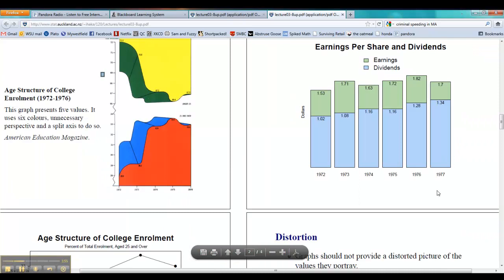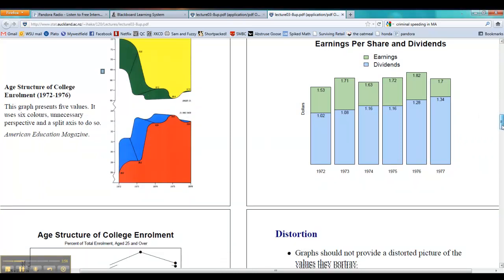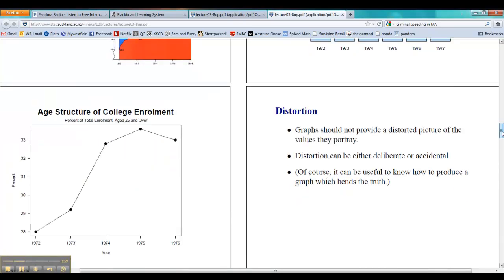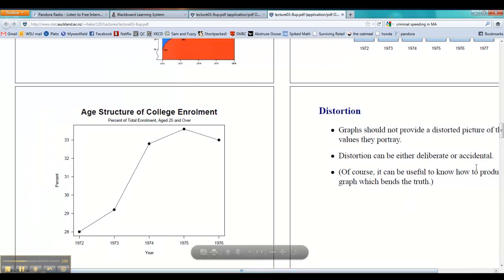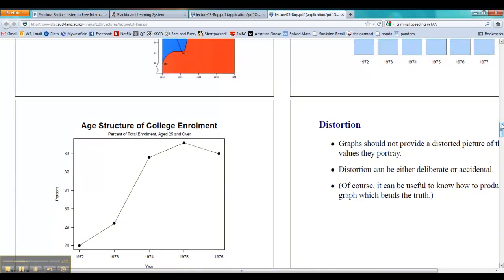So, here's a much simpler graph that tells us so much more. Percent of total enrollment age 25 and older. Much easier to read, much more friendly, gets right to the point.